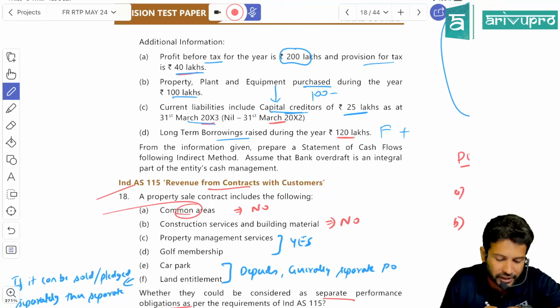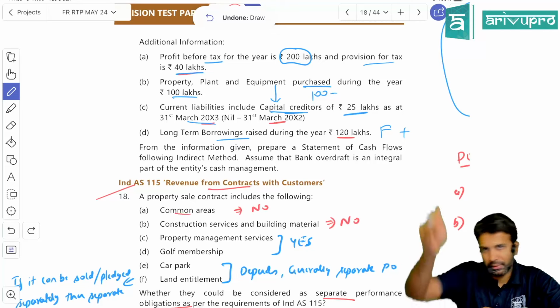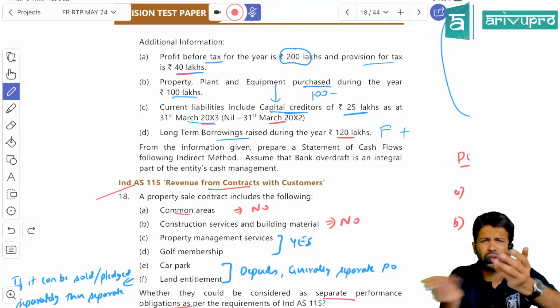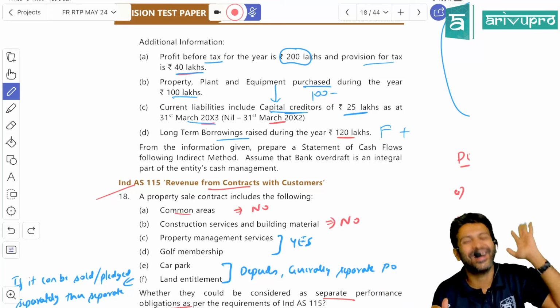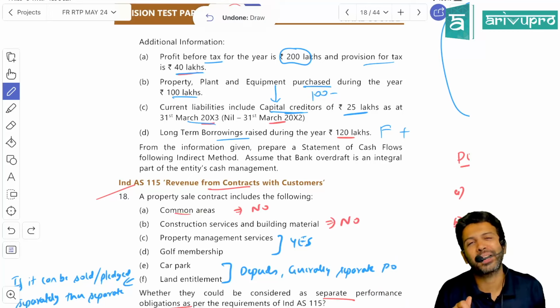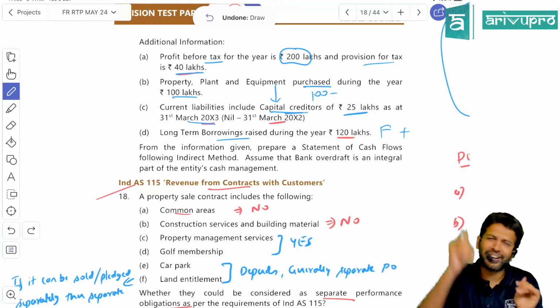It also includes the following. One, it includes common area. Obviously, when you purchase an apartment, you'll also get a common area, the lobby where you keep the shoe racks, cycles, shoes, chappals, so many things people keep. Is that common area a separate performance obligation? Now you tell me, sir. Common area alone, can you purchase it?